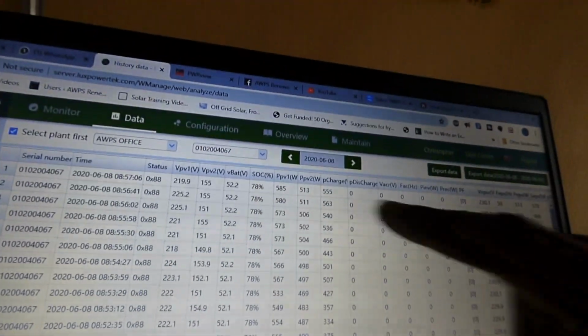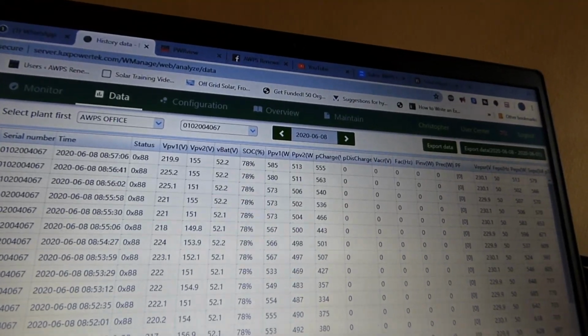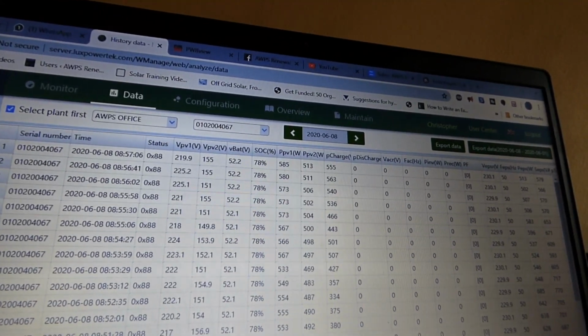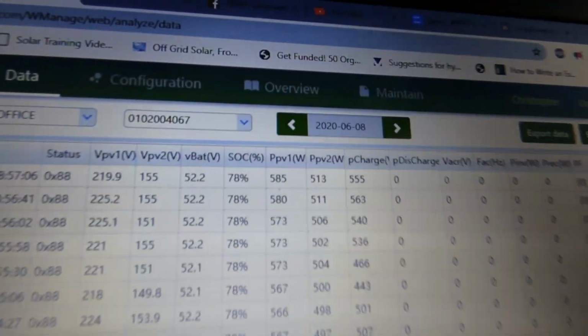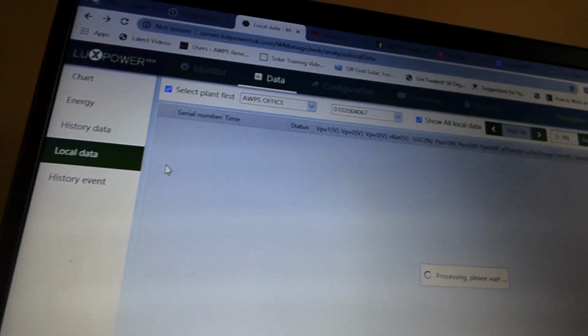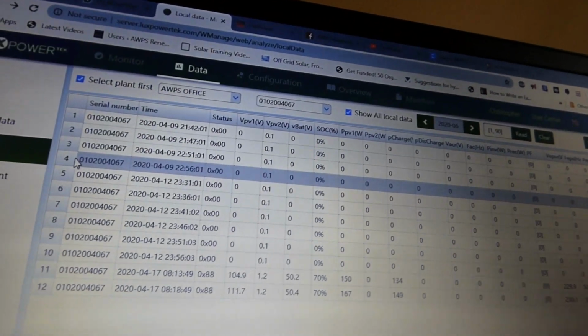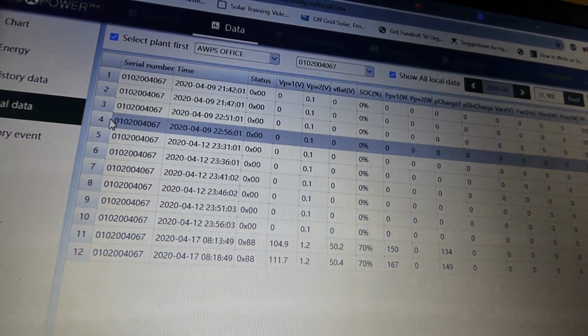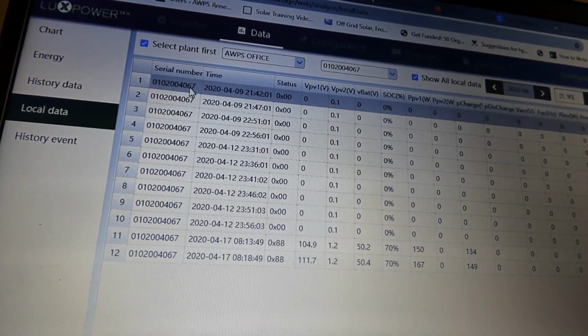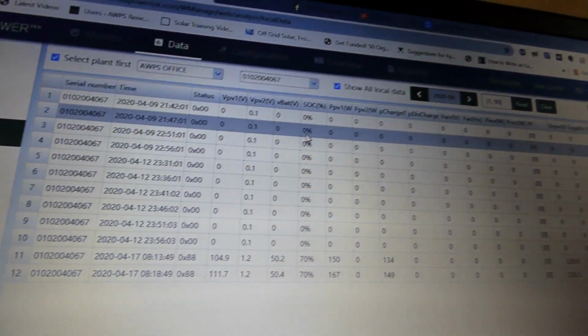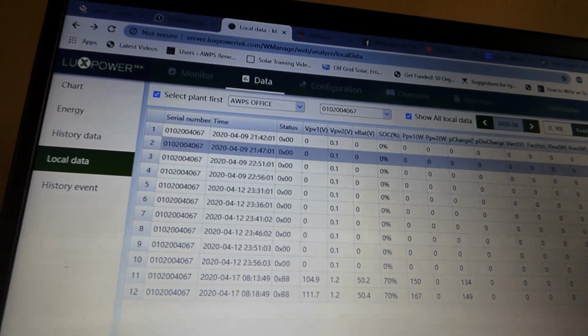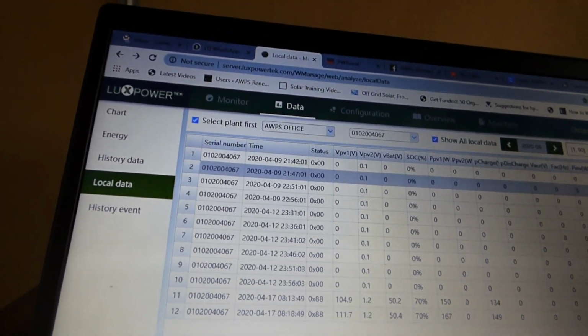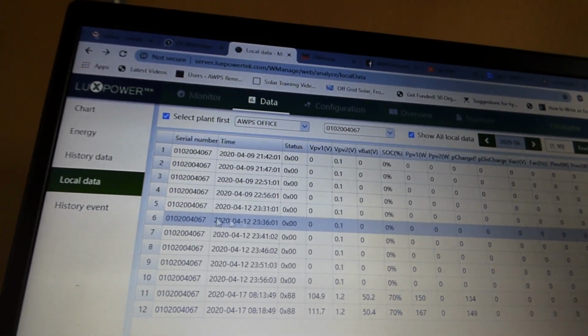It monitors everything: frequency, voltage from the grid, voltage from the inverter, battery state of charge, as you can see. It tracks all that stuff for you. Local data is information on... okay, I guess it is a repeat of the same thing. Serial number, time, and then it shows you all this. This one I'm not 100% sure on. I'll read up, and when I do an update, I'll let you know what that is.